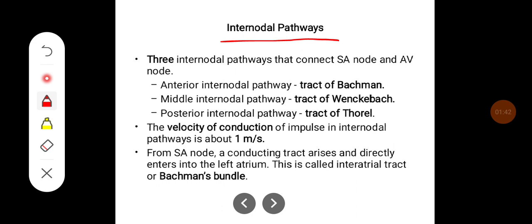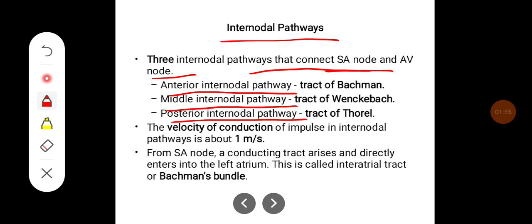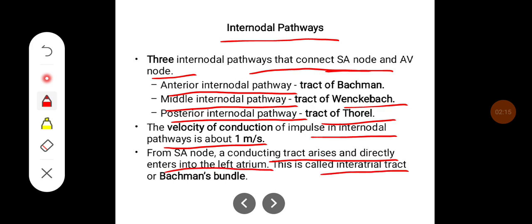Internodal pathways. There are 3 internodal pathways that connect the SA node to the AV node. Those are called the anterior internodal pathway, which is called the tract of Bachmann, the middle internodal pathway, and the posterior internodal pathway. They are called the tract of Wenckebach and tract of Thorel respectively. The velocity of conduction of impulse in the internodal pathway is about 1 meter per second. From the SA node, a conducting tract arises and directly enters the left atrium. This is called the intra-atrial tract or Bachmann's bundle.